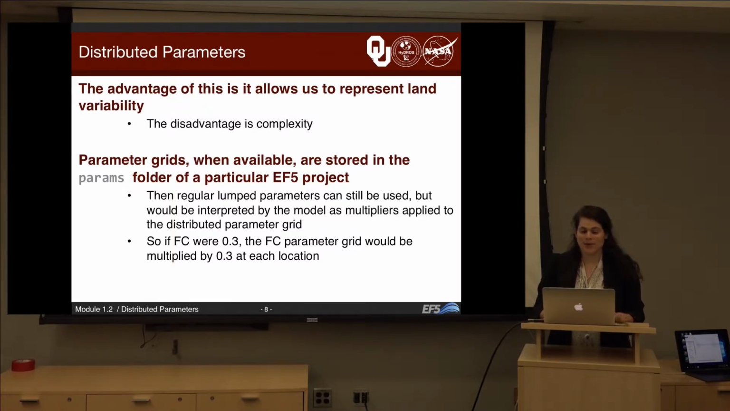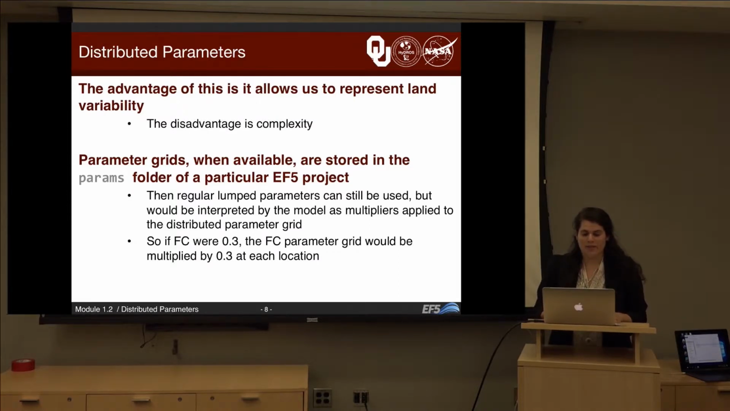Parameter grids, when available, are stored in the params folder of a particular EF5 project. So in previous EF5 examples that we've run, we have about 5 different subfolders. We have basic, we have precip, we have observations. Now we're going to be adding something called the params folder, and this is where you'll store your distributed parameters.